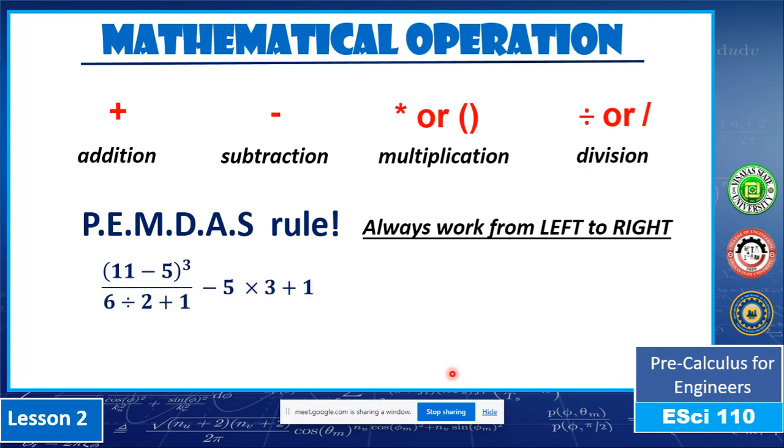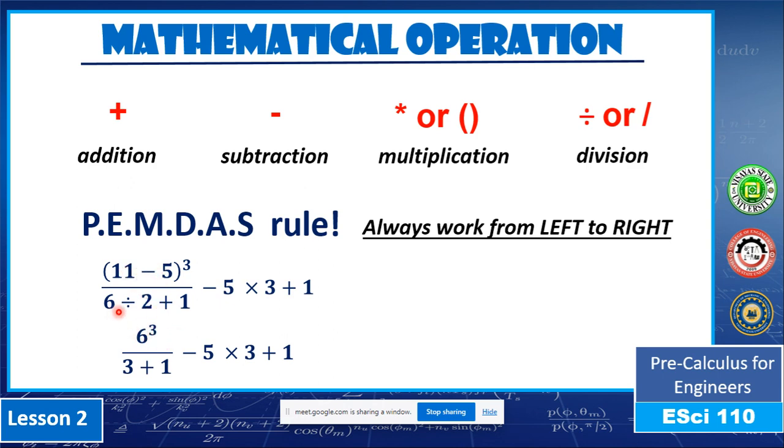Paano kung bigyan kayo ng ganito? Hala sir, meron ng rational. Okay. Meron ng rational expression. So, meron ng numerator, meron ng denominator. Don't worry guys, just follow the rule. So, makikita natin, meron tayong parenthesis. So, dun tayo sa parentheses. 11 minus 5 is 6 cubed.